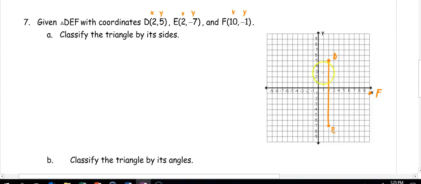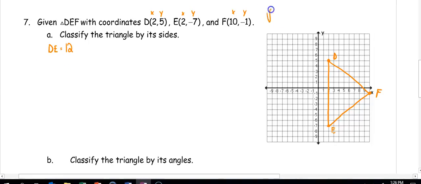So I need to find the 3 side lengths of this triangle. If it's a vertical or a horizontal line, we can just count. So DE is really easy to find. We can just count from D to E. So we have 1, 2, 3, 4, 5, 6, 7, 8, 9, 10, 11, 12. So we know that DE has a length of 12. Now, the other two sides, it's not as easy because they are diagonal. So we're going to have to use the distance formula.